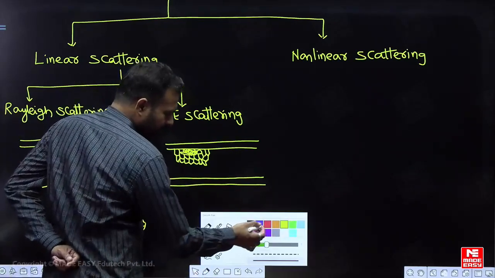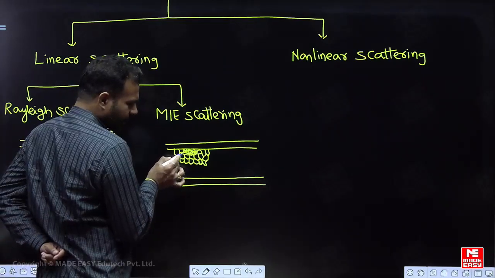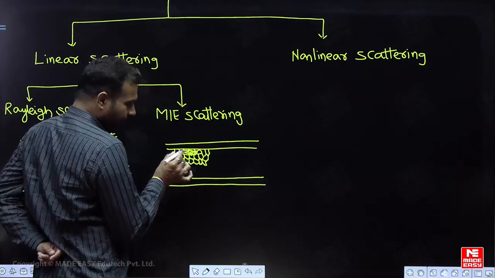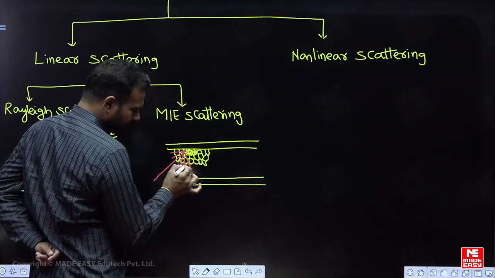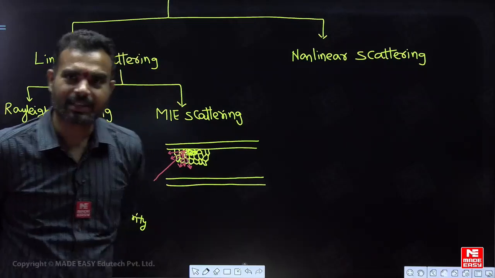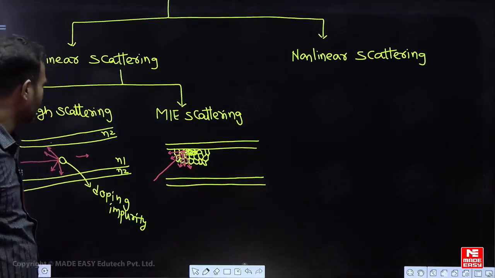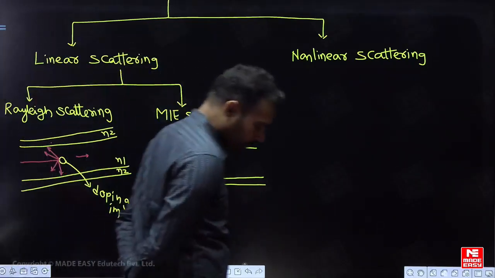Now just observe it. Whenever the light comes and strikes here, the deformation in the molecular structure of the glass makes the light diffract in all directions, as shown in the figure. This diffraction in all directions is called Mie scattering. So this is the concept of linear scattering. The second one is Mie scattering. Next, after that, we can have non-linear scattering.